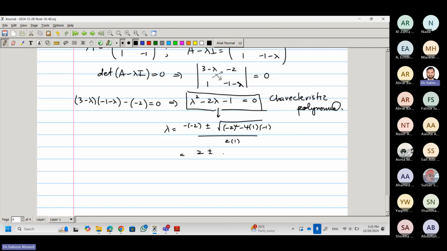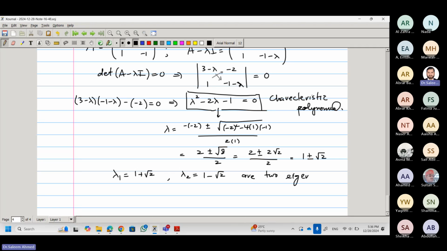So that becomes 2 plus minus square root of 4 plus 4, 8, divided by 2. So we got 2 plus minus 4 2s are 8. So it's 2 square root of 2 by 2. If you divide by 2, you get 1 plus minus square root of 2. So these are the two eigenvalues. You can say that lambda 1 is 1 plus square root of 2 and lambda 2 is 1 minus square root of 2. These are the two eigenvalues.